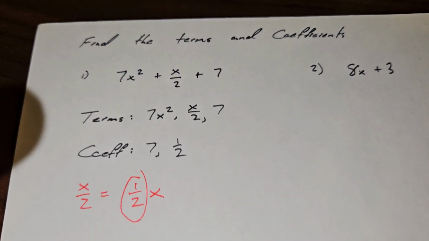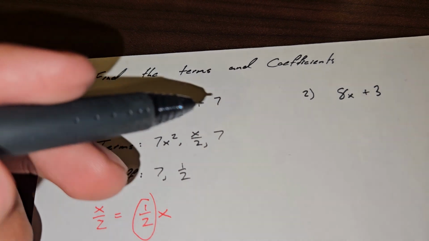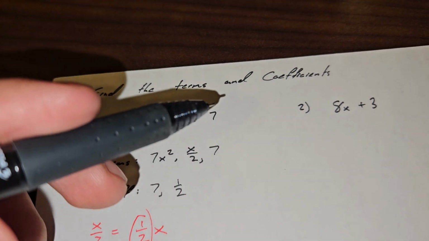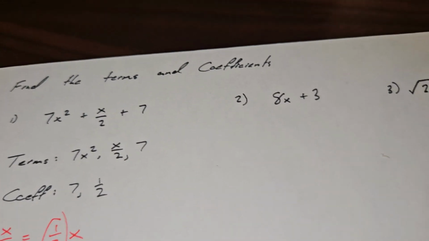So that's it for number one. We found our terms, which are separated by the plus sign. We found our coefficients, which are just the numerical values. And since 7 right here is a constant, we're not going to write that one down. So let's go on to number 2.